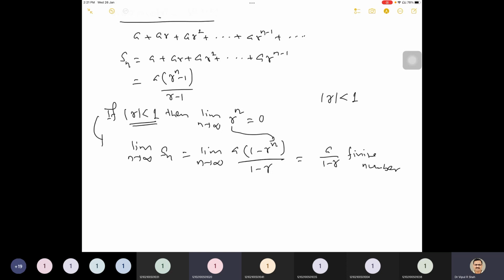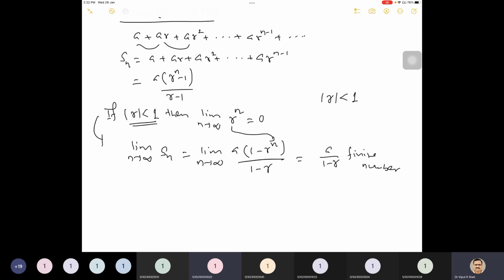A means the first term and 1 minus r is the ratio. Geometric series means the ratio: divide the second term by the first term and you get r; divide the third term by the second term, you get r. So r is the ratio, a is the first term.